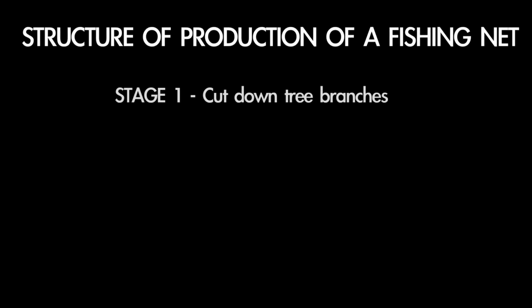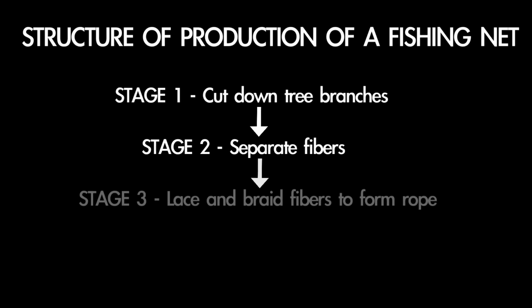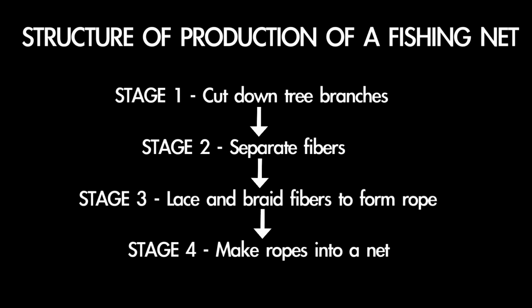First, you have to cut down tree branches. Then you need to separate fibers from the branches. Then you lace and braid the fibers together to create ropes. Once you've created enough ropes, you need to tie them together in such a way that they will hold and maintain the net. As you can see, every stage involves using the not directly consumed factors, capital goods, like the tree branches or the fibers in the earlier stages, transforming them over time and through labor into the factors of later stages of production to ultimately produce a good ready for consumption, the consumer good, which is the final stage.